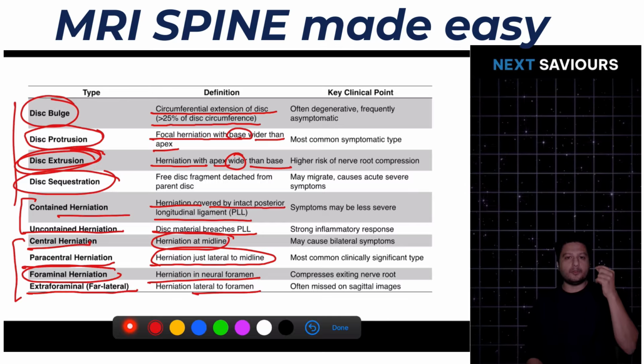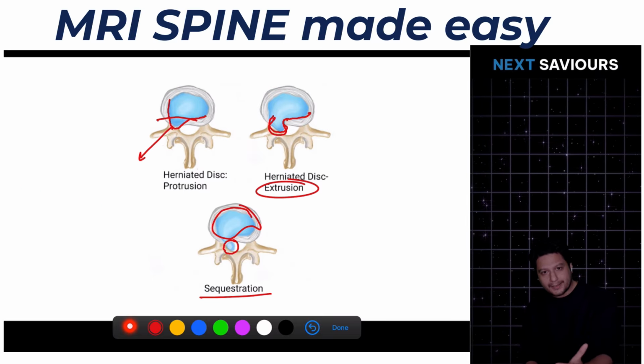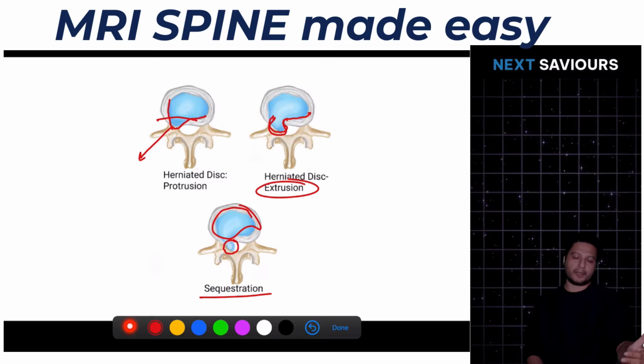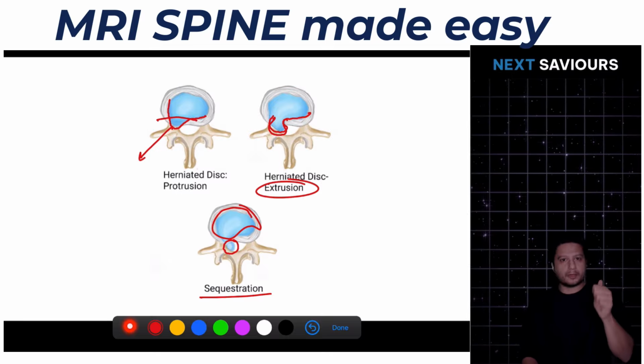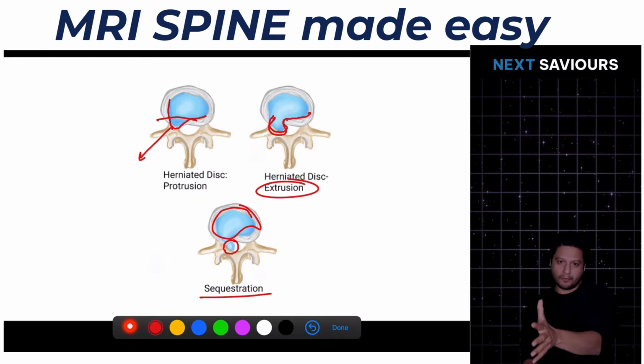So by this time, you must have understood how to identify the herniation of the disc, if at all an MRI is kept in the question for the purpose of your identification. You know the differences between extrusion, protrusion, sequestration, and central, paracentral, foraminal, and far lateral.